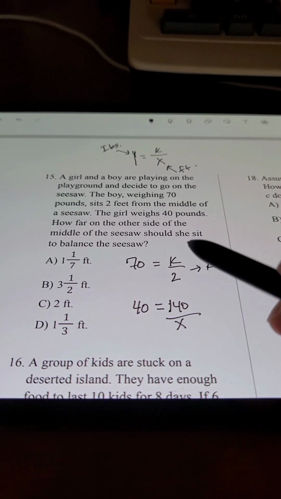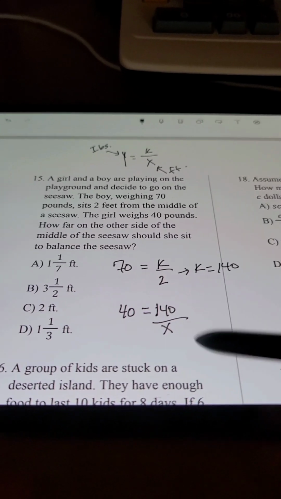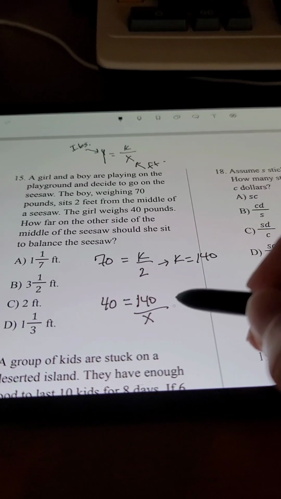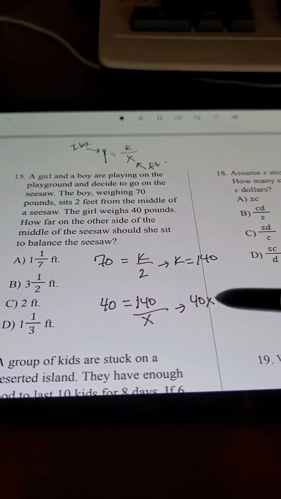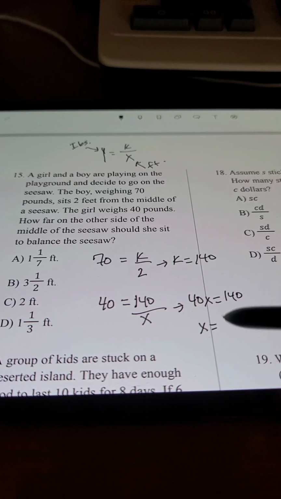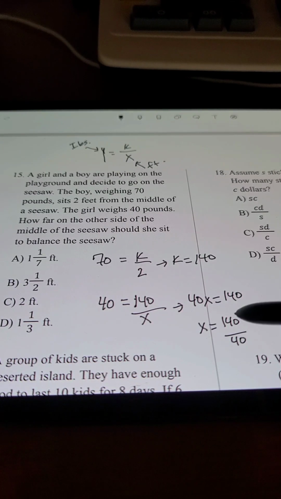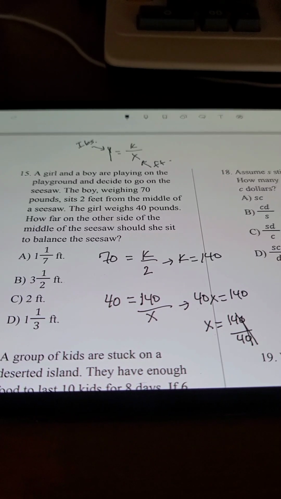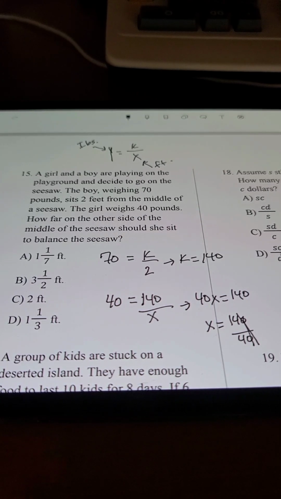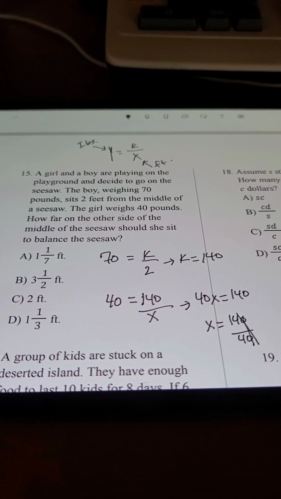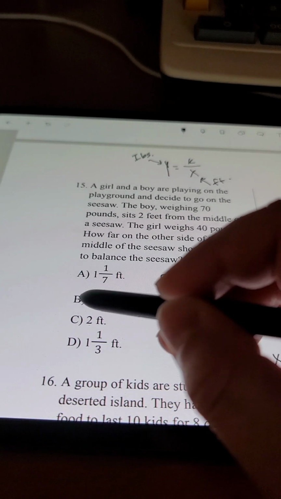From the middle, yeah. So now I'm going to solve for x. I'm going to multiply by x on each side, so that gives me 40x is equal to 140. Then I'm going to divide by 40 on each side to get x is equal to 140 over 40. The zeros right there cancel out, so it's just 14 over 4. Then I could turn that into a mixed number. It goes in 3 times, and then there's 2 fourths left over, so it's 3 1/2. So that would be B.